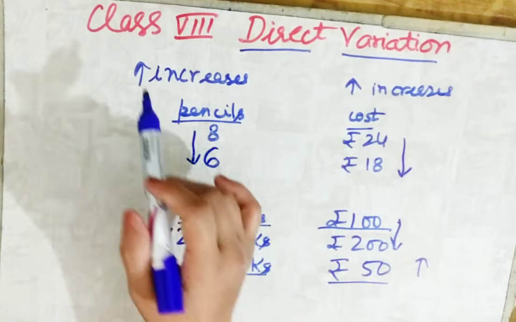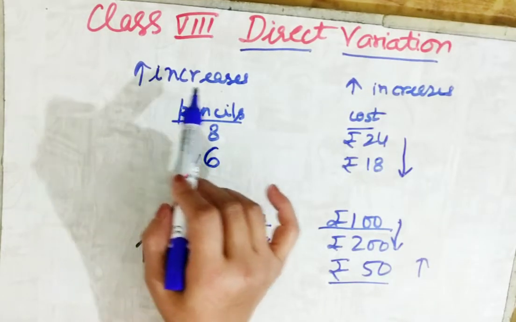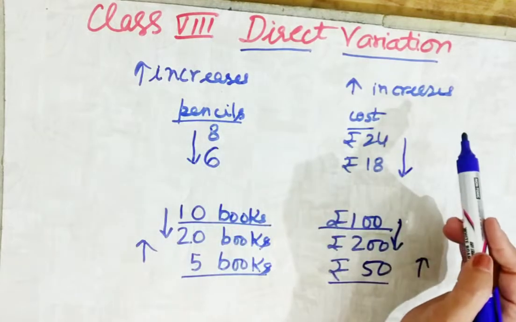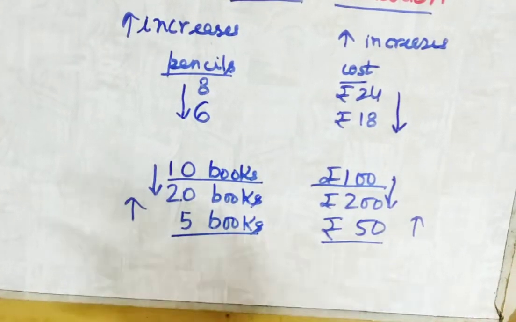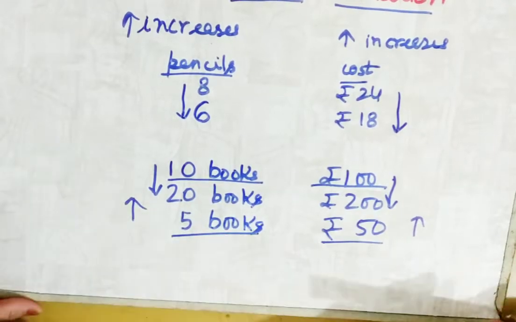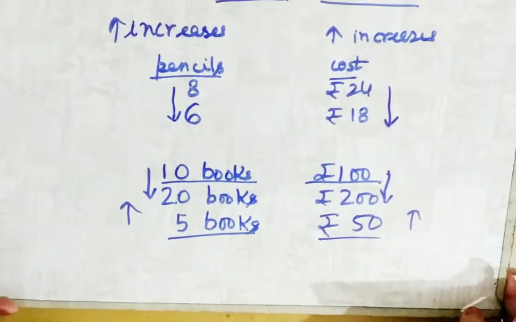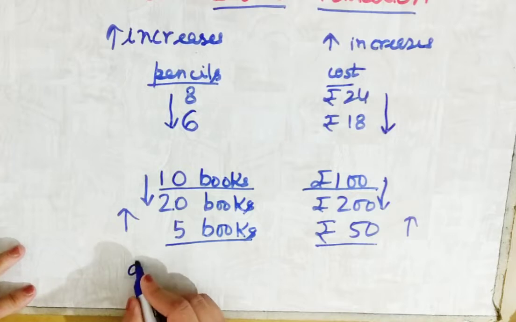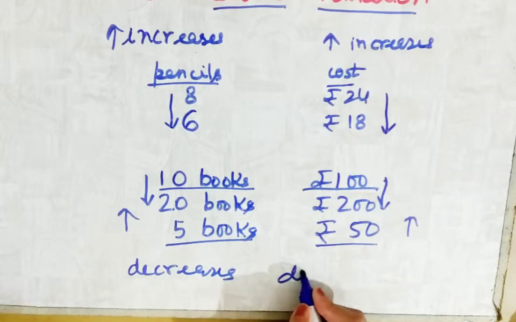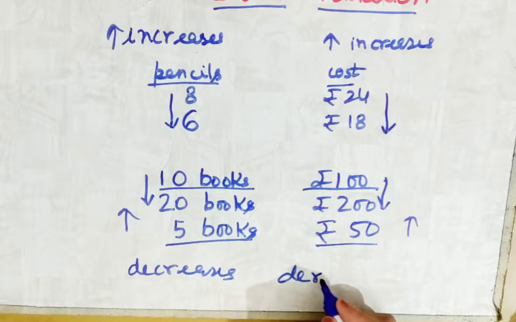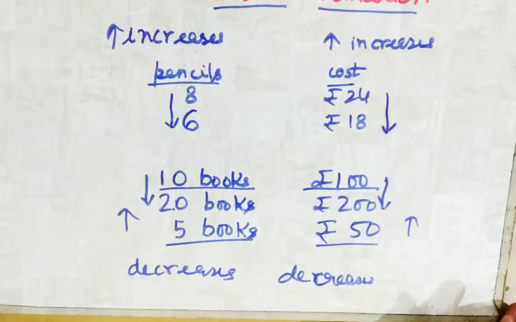So that means if on one side there is an increase, the other side also increases. Or if on one side the value is decreasing and the other side also decreases, both sides decrease, then this kind of variation is known as, children, direct variation.